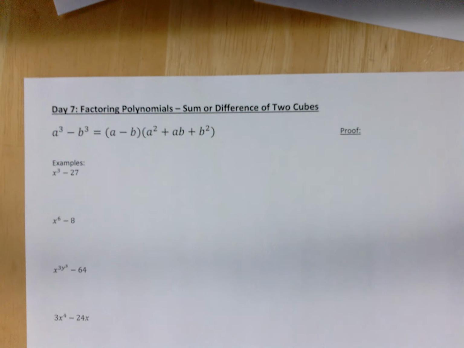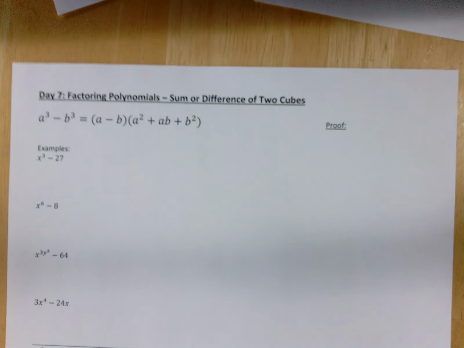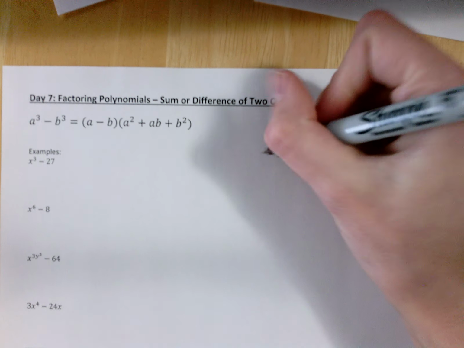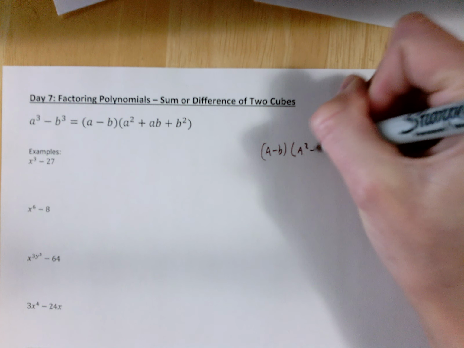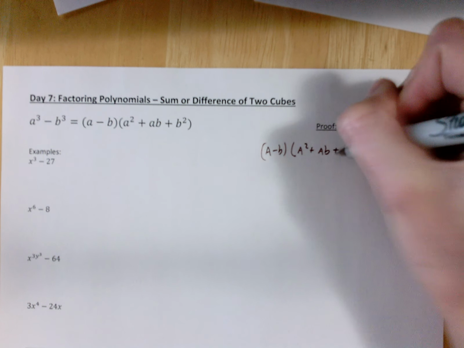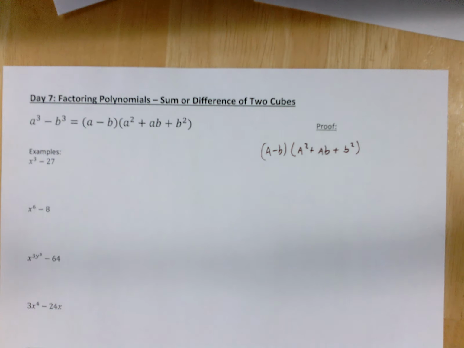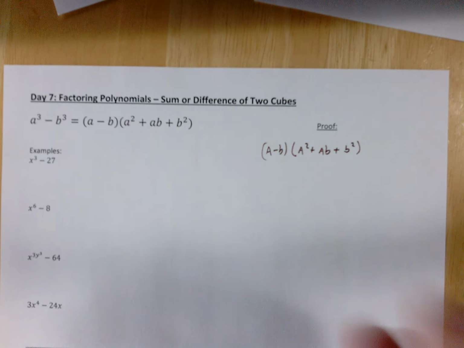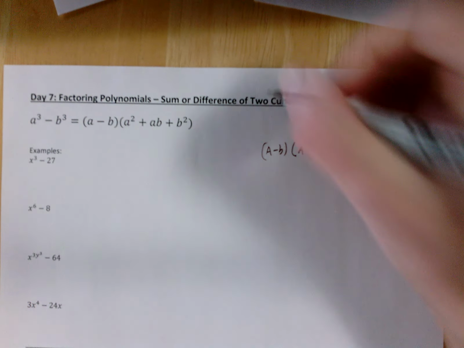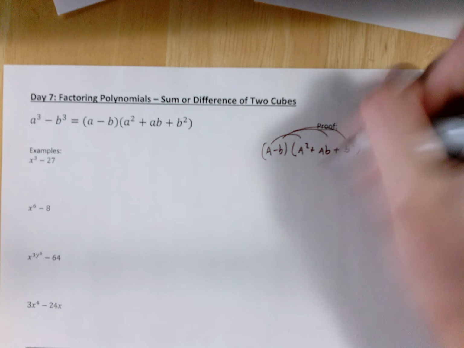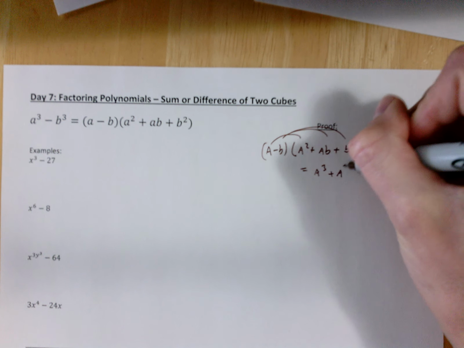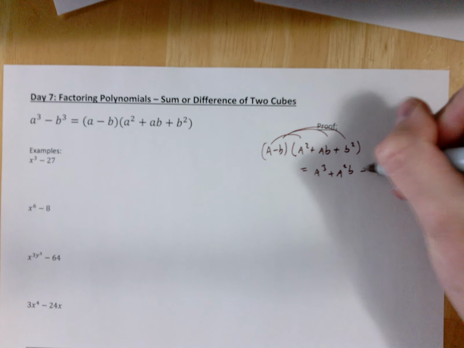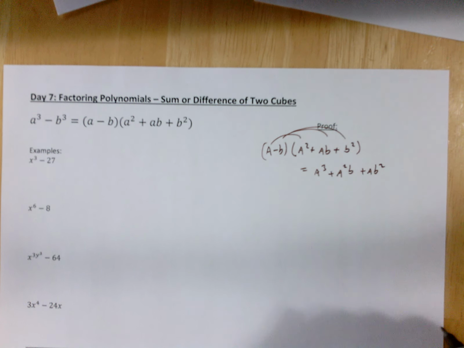But the first thing I want to do is just show you that this does indeed work. Okay, so we're going to do a little mini proof. It's not technically a proof, but we're just going to simplify this factored form and show that if you actually multiply this out, you do indeed get this. Okay, so let's take a look at this. The first thing that I'm going to do is distribute the a, right? So that's going to give me a cubed plus a squared b, and then plus ab squared.